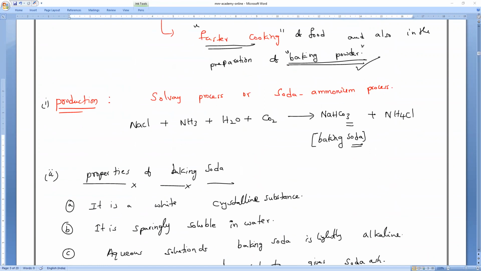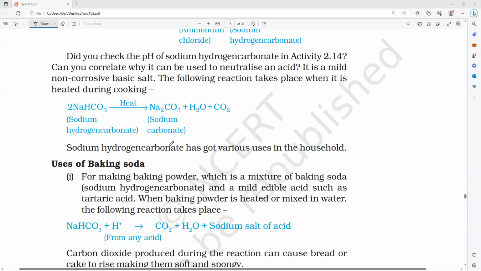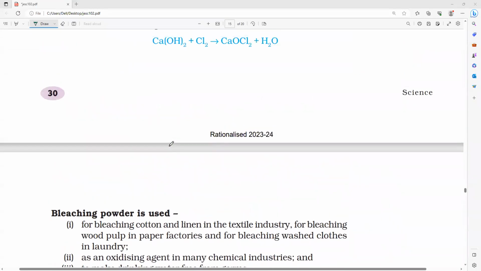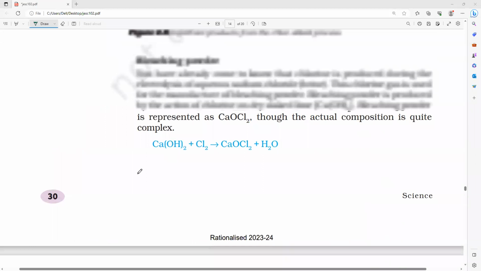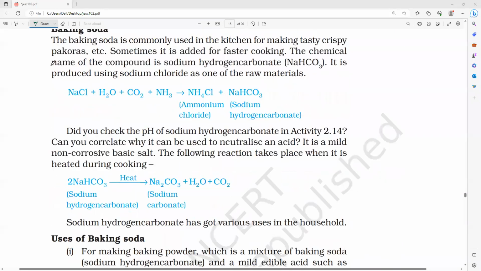Everything properly about washing soda. Only washing soda you people discuss, as well as baking soda also. You discuss only production alone, not uses. Don't go to uses. If you see the uses, you will definitely get confusion. So only see that. Bleaching powder not taught. You avoid the bleaching powder, we'll discuss it. Baking soda, these are the production process and this is the properties.